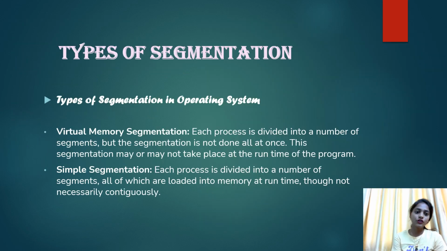Now we have to know the types of segmentation. The first point is virtual memory segmentation. Each process is divided into a number of segments, but the segmentation is not done all at once. This segmentation may or may not take place at the runtime of a program. The next point is simple segmentation. Each process is divided into a number of segments, all of which are loaded into memory at runtime, though not necessarily contiguously.